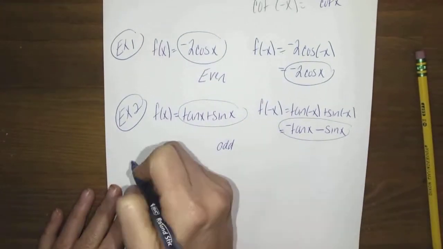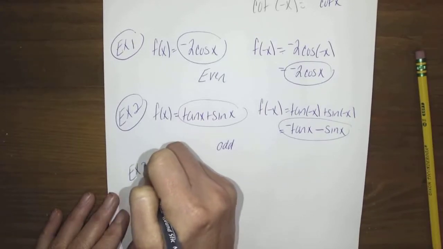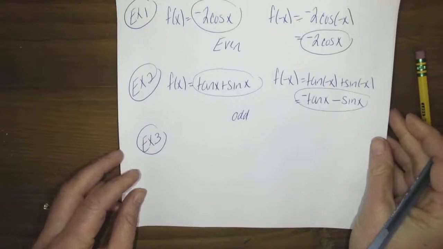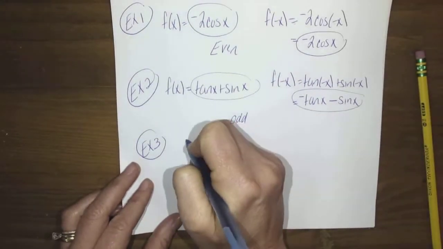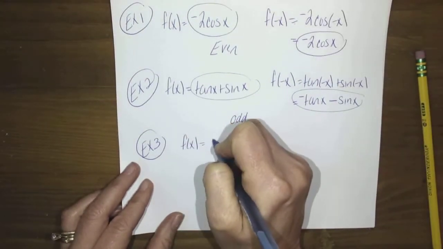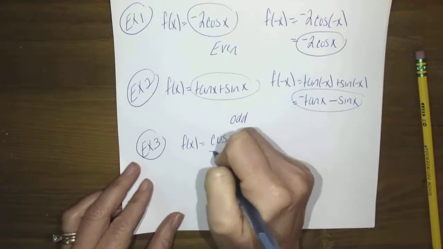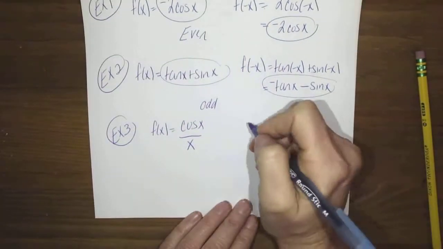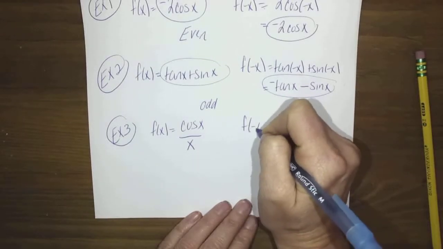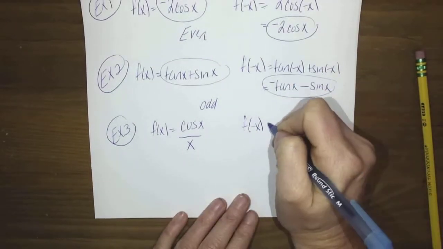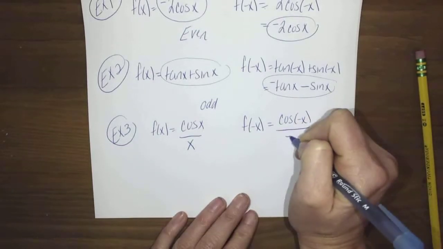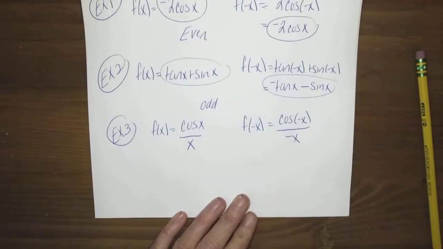Third one I would like to do is one with a fraction. So I'm going to do f of x equals cosine x over x. And if I want to see if it's even or odd, I need to find out what happens when the x is the opposite, or we'll say negative for right now. I will replace all the x's with negative x's and simplify.